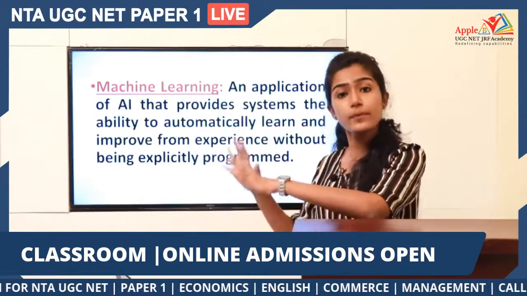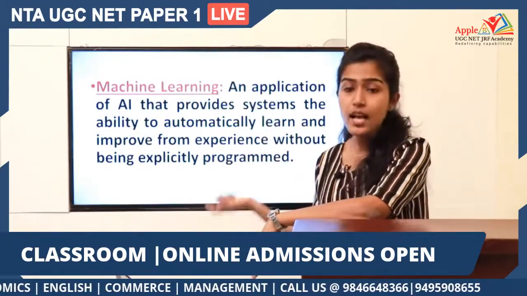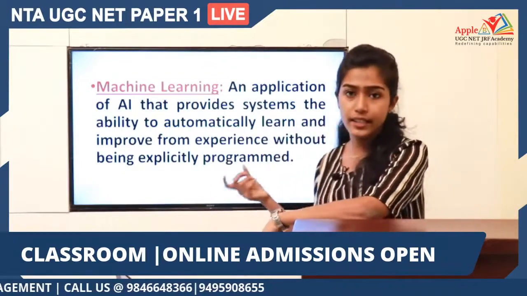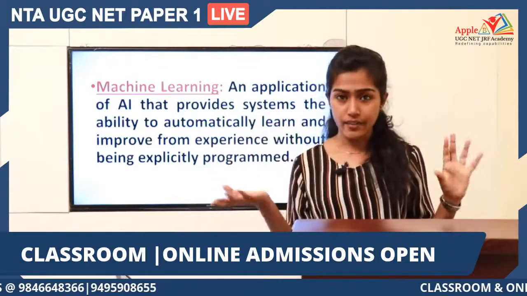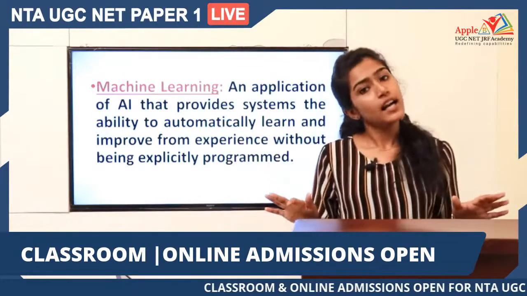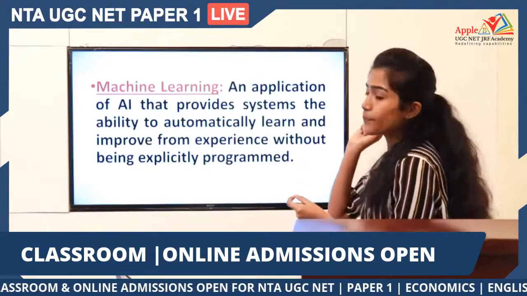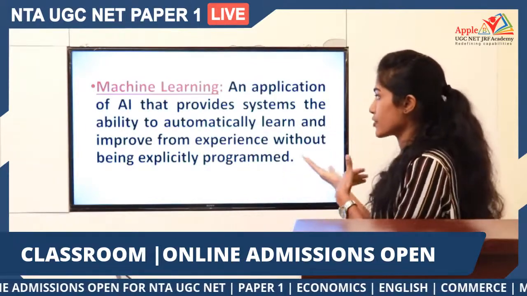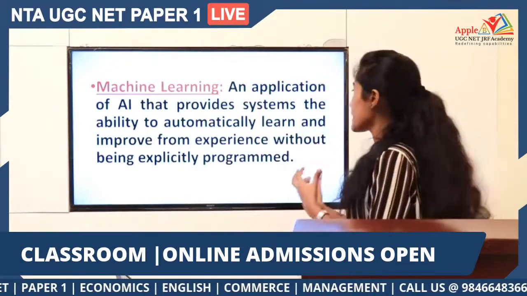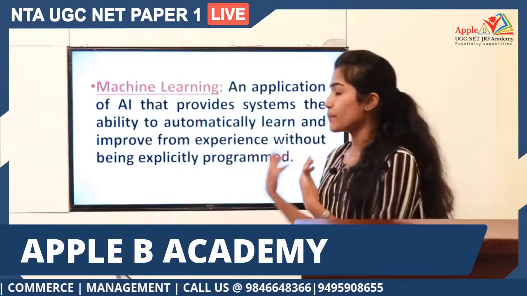We don't have to give all the programs explicitly. The machine will work, and from the experience, the machine will automatically recognize the failures or the errors that happen. So the machine itself learns and improves from the experiences. So this is the kind of ability that we are giving to a machine, associated with artificial intelligence, and it provides a system the ability to automatically identify what is happening or automatically learn and improve from experiences.